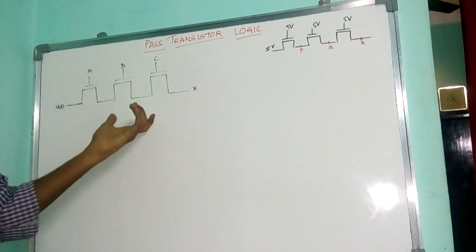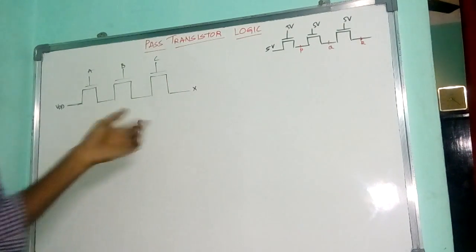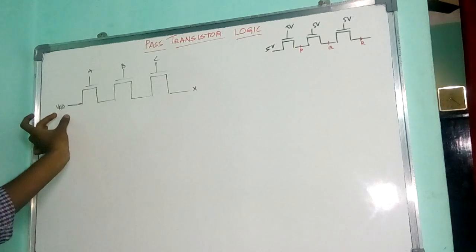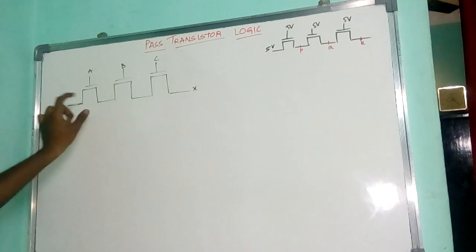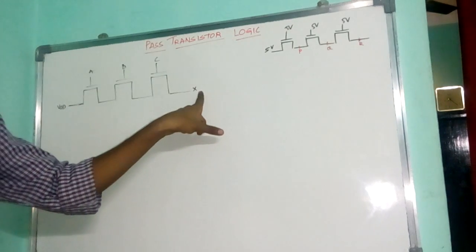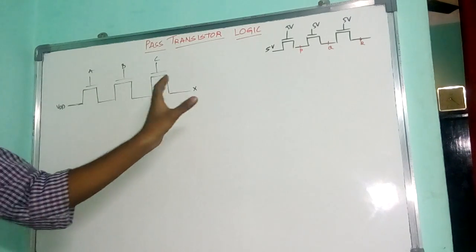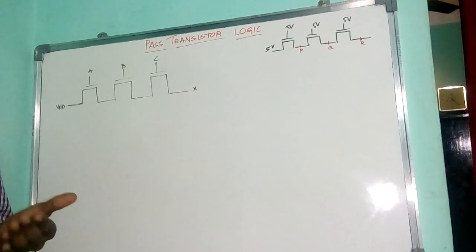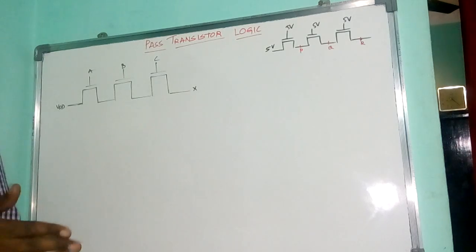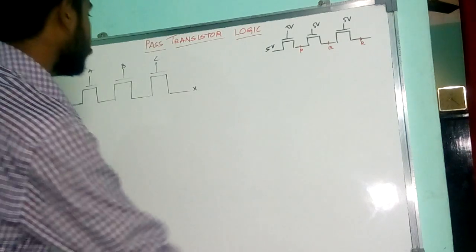Here I suppose 3 transistors are connected in series, and I have given VDD as my input to a source, and here I connected the output. My output is A into B into C. Now we will look into an example and see how this pass transistor works.